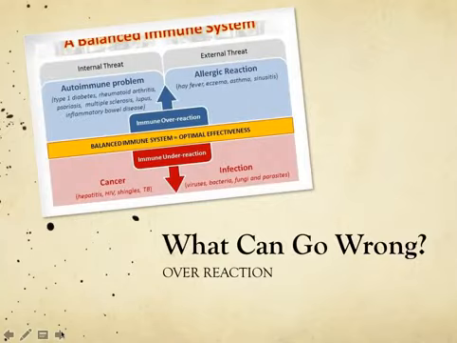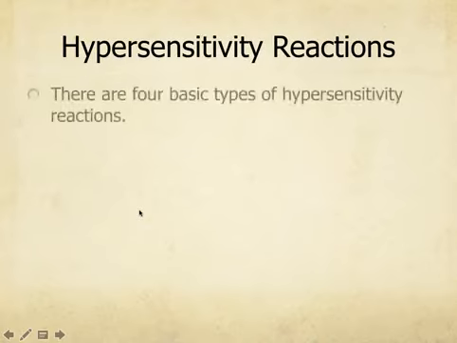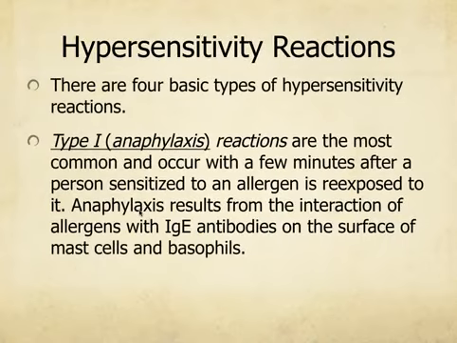All right, so let's talk a little bit more about the overreactions. We have hypersensitivity reactions, and when you're hypersensitive, we often call that being allergic to something. In this case, we don't necessarily call them antigens, we call them allergens. All right, 4 basic types of hypersensitivity. Type 1, anaphylactic reaction, most common.